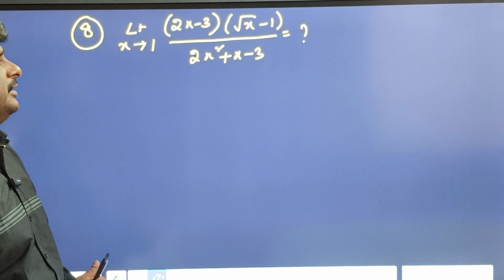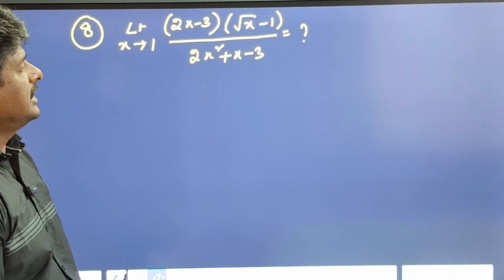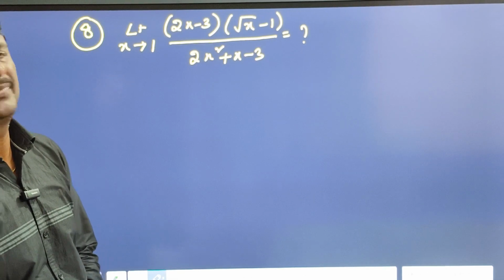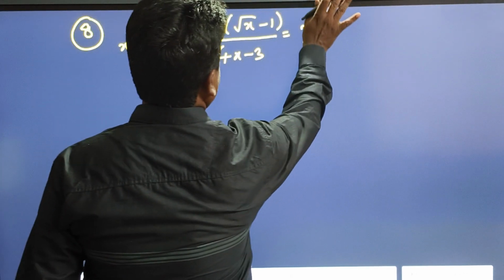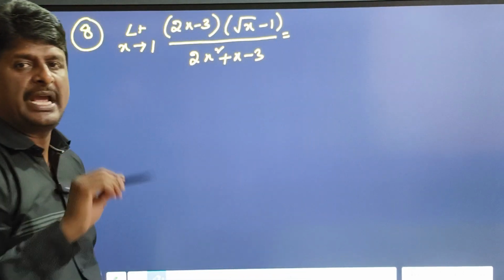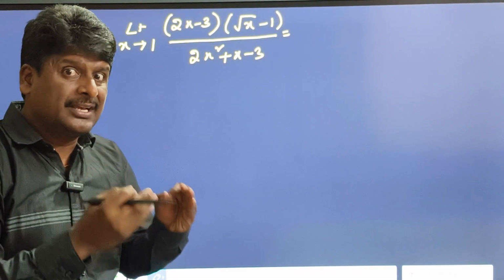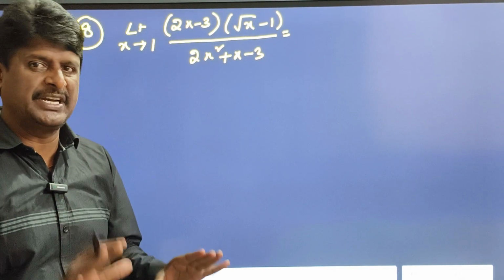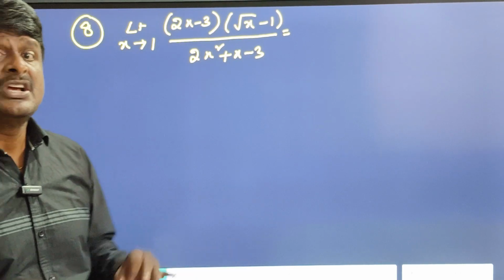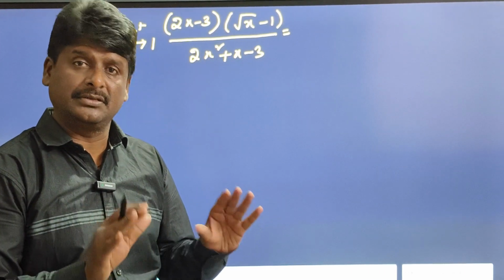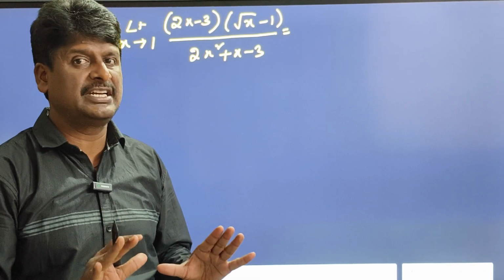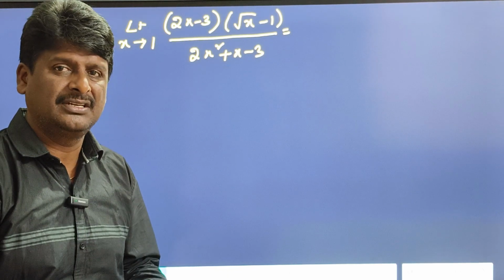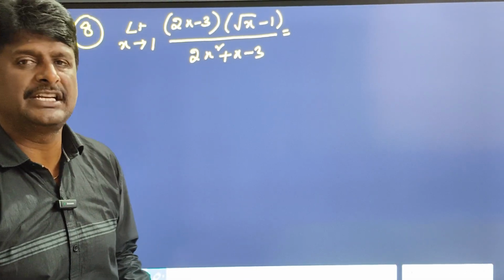limit x tends to 1, (2x minus 3) into root x minus 1 by 2x square plus x minus 3. While applying a limit, let us check what will be happening. While applying the limit, by writing 1 in place of x, if we get a form other than indeterminate, that will be the answer. We may get an answer 0, which is not an indeterminate form. We can also get infinity, which is not an indeterminate form.